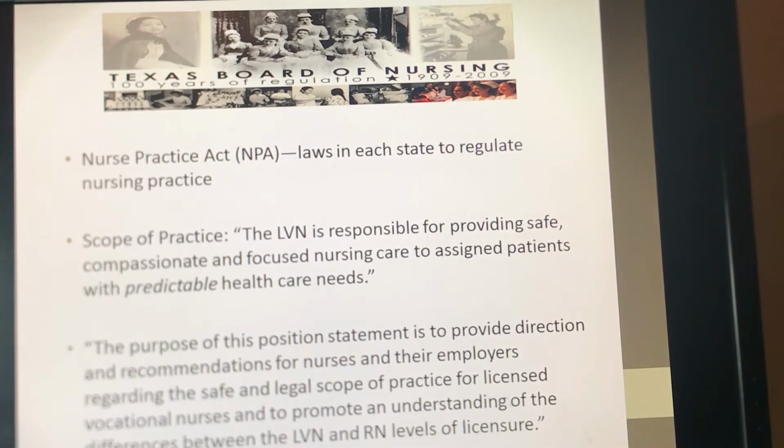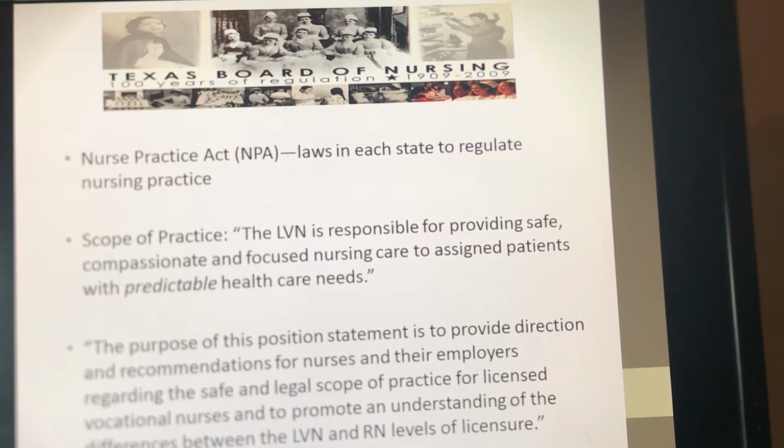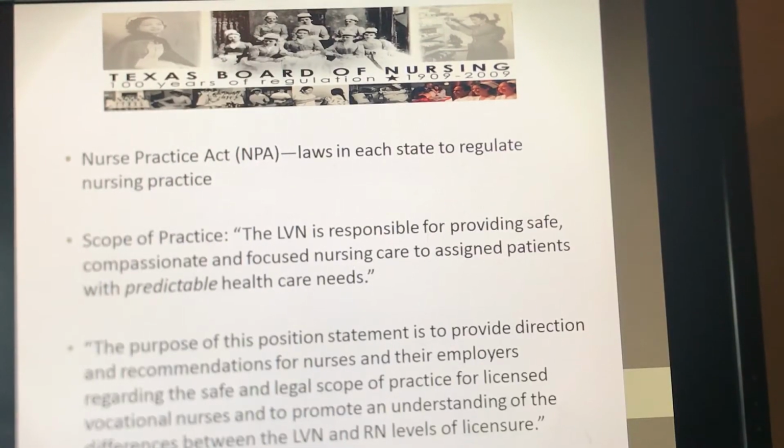Your Nurse Practice Act, the NPA, basically consists of laws in each state to regulate nursing practice. And your scope of practice for the LVN is this: the LVN is responsible for providing safe, compassionate, and focused nursing care to assigned patients with predictable healthcare needs.